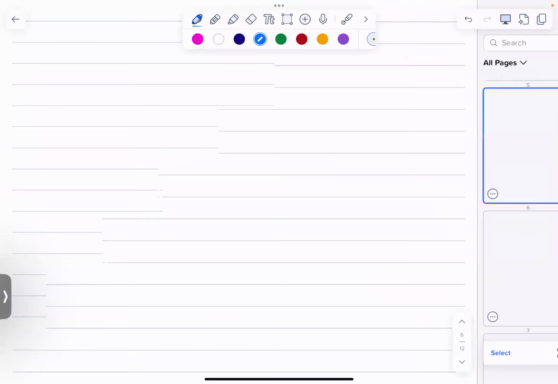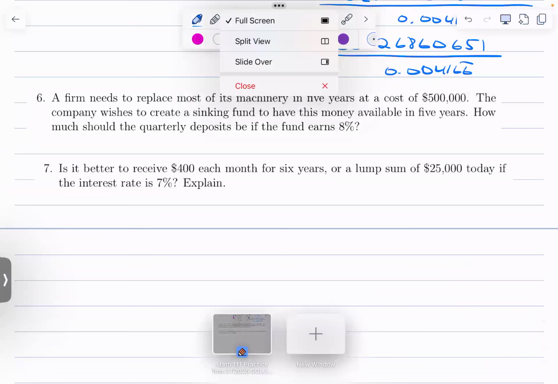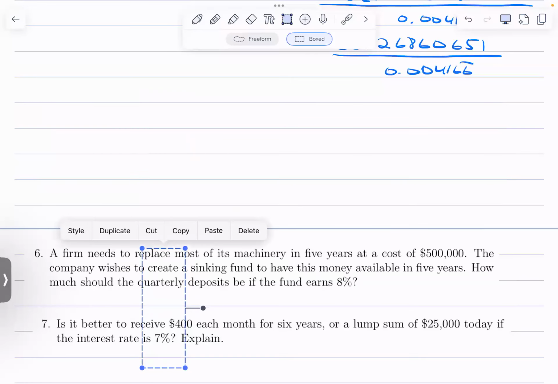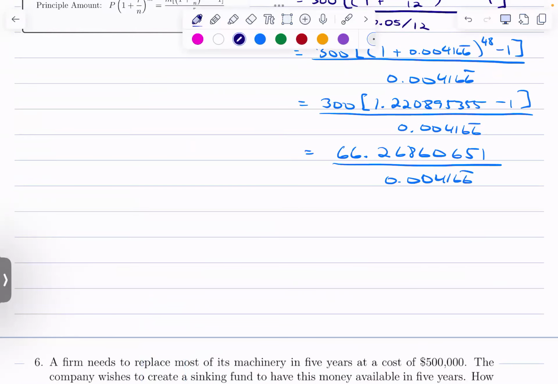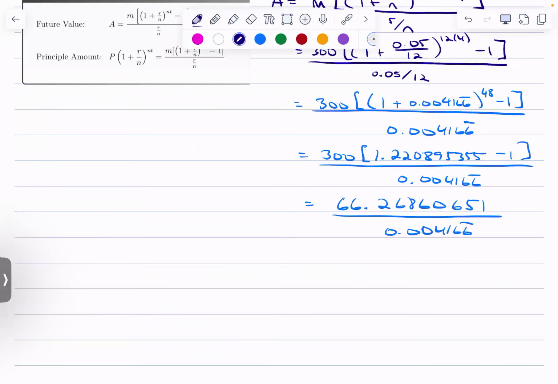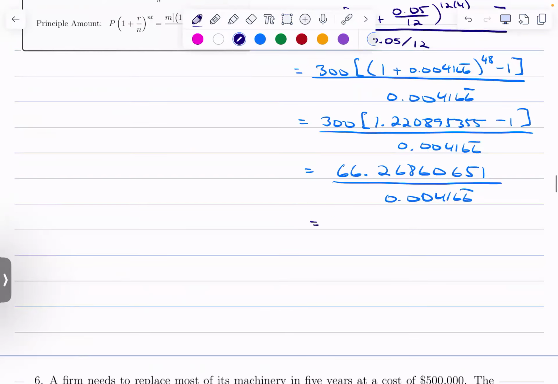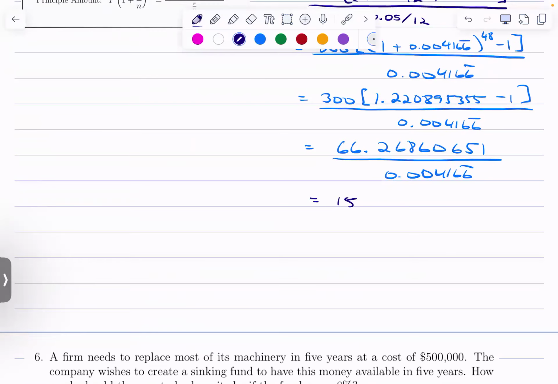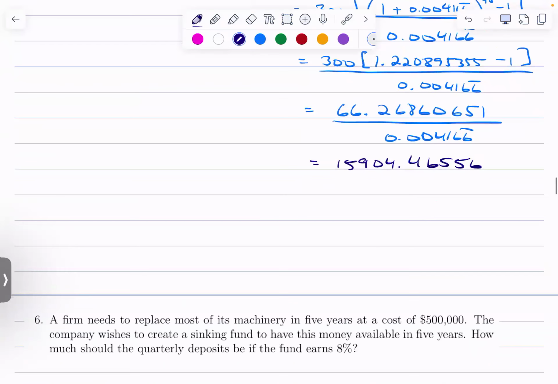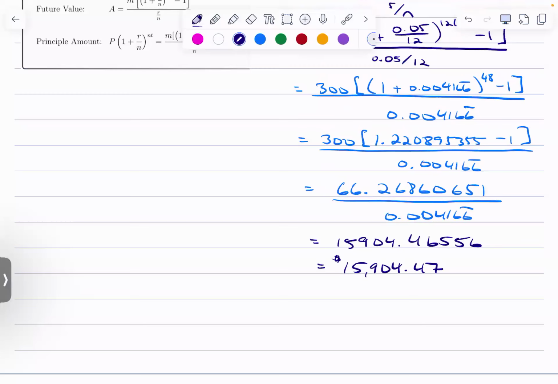Just gonna bump these guys down. Finally, I think we're ready to divide by, what was it, 0.05? 15904.46556. As many as your calculator shows, but then in money, 15,904 and 47 pennies, rounding properly.